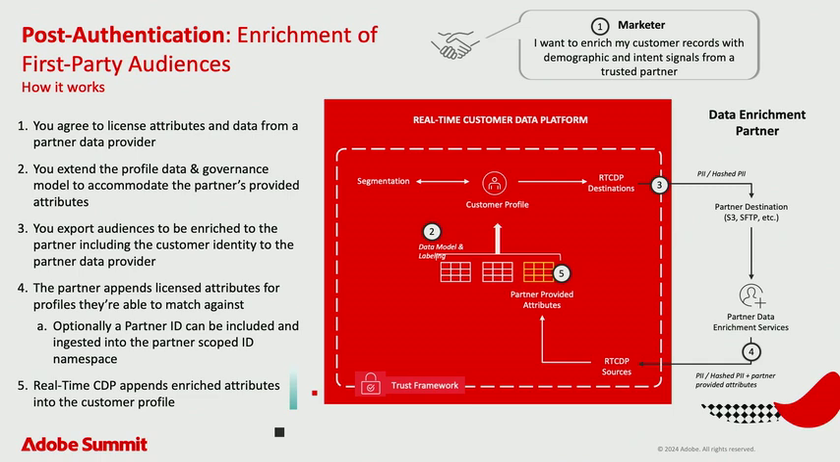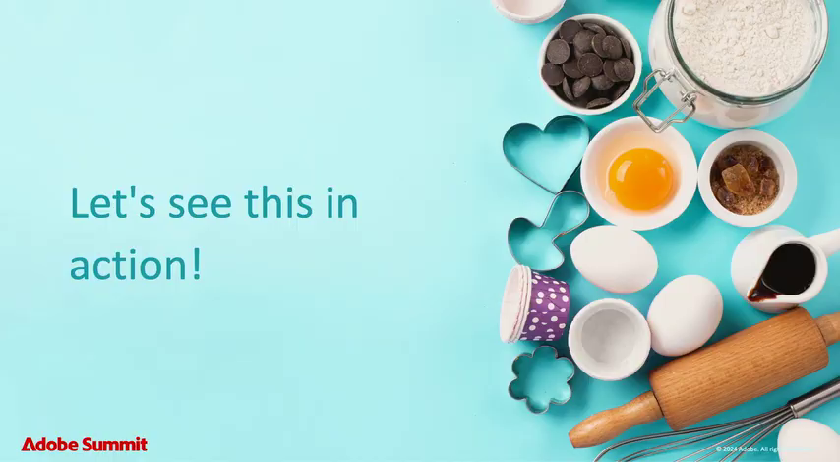Are they a puppy or a cat person? Do they like coffee creamer? What their favorite bagel flavor is? All of that kind of data is available through partner data sources. That's right. So let's see this one in action as well.